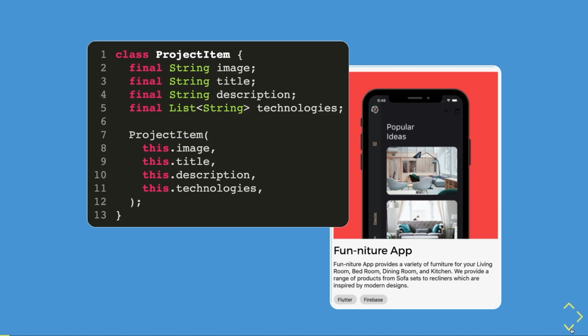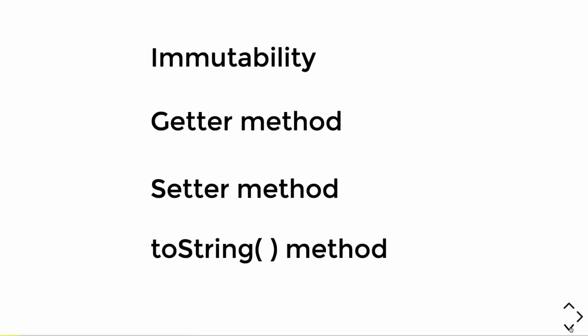So in this video, I'm going to share how to make your classes immutable, what immutability means, how to create your own getter and setter, and how to use the toString method to return readable strings. So let's begin.